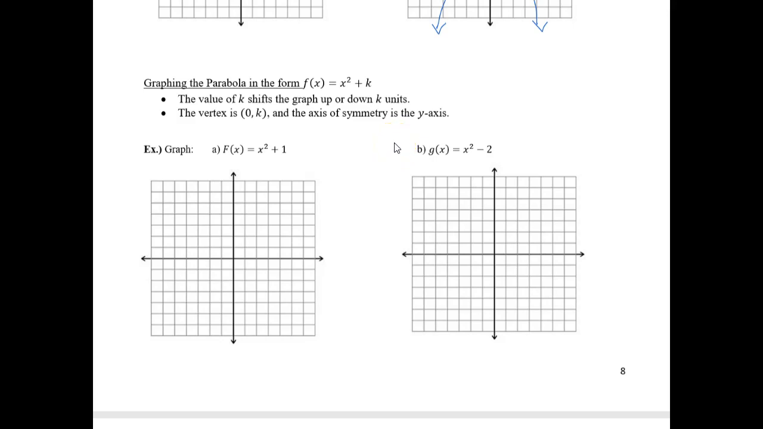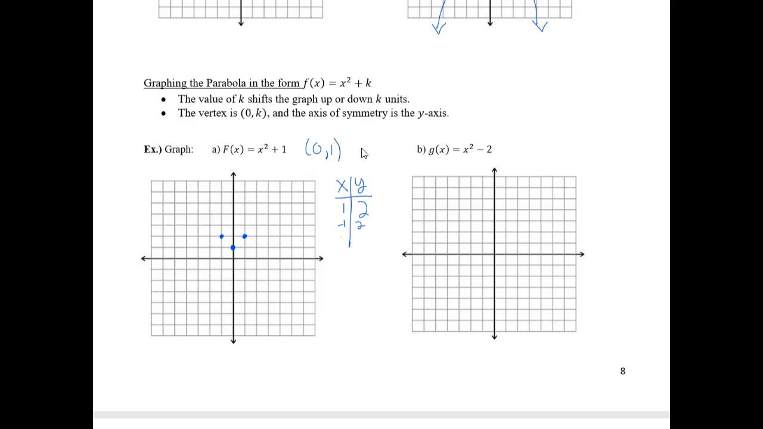So when I go to graph this, I know my vertex is going to be at (0, 1). So I go up 1 on the y-axis, and there's my vertex. Then from there, I can find some more values. I'm going to use my table again, and I'm going to pick 1. If I plug in 1 for x, 1 squared is 1, plus 1 more would be 2. So over 1, up 2. And I know it's going to be symmetrical, so I can also go back 1, up 2 as well.